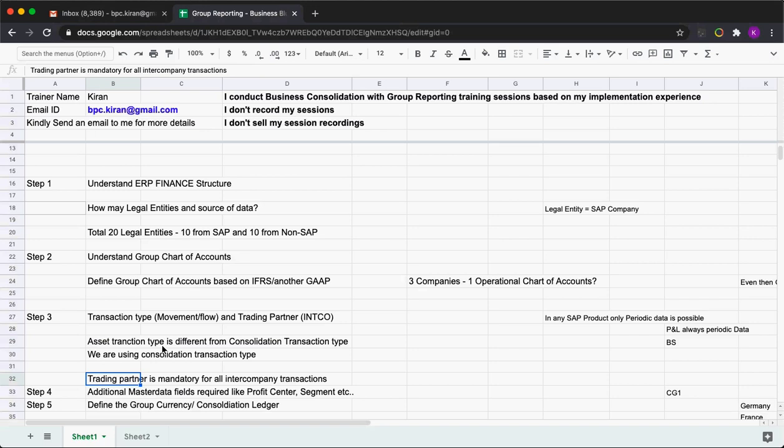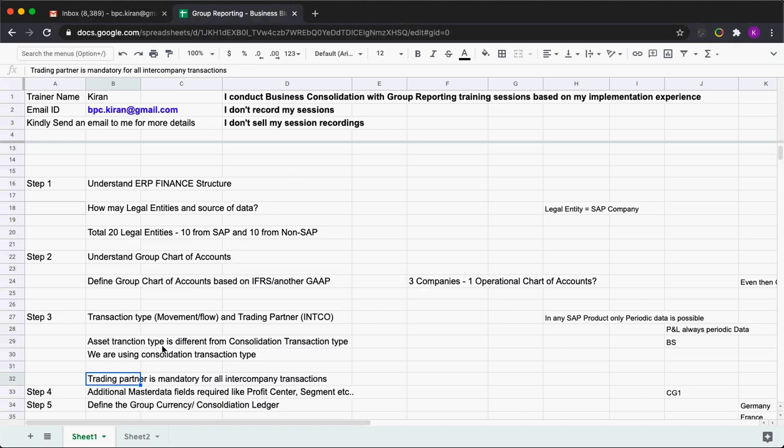But in consolidation group reporting, we are going to use consolidation transaction type. There is a table in SPRO where you can get that particular mapping, how the transaction types are mapped to consolidation transaction types. I will show you in the next sessions. From there you take that list and put it in this document.